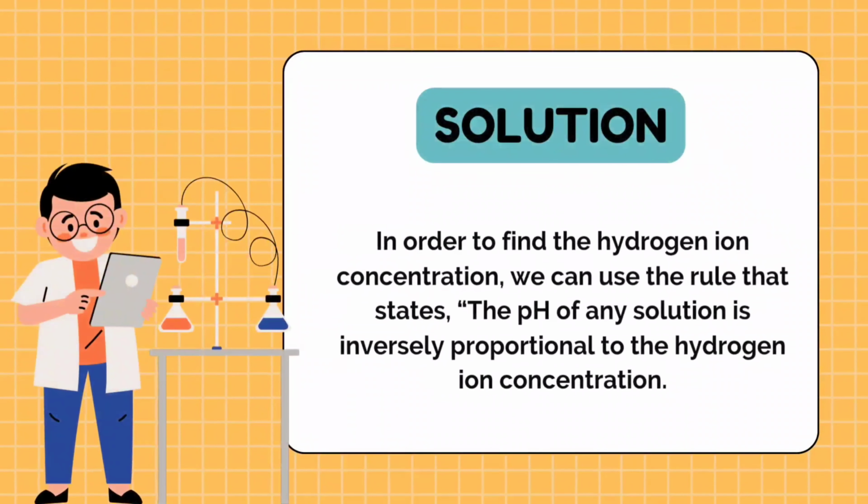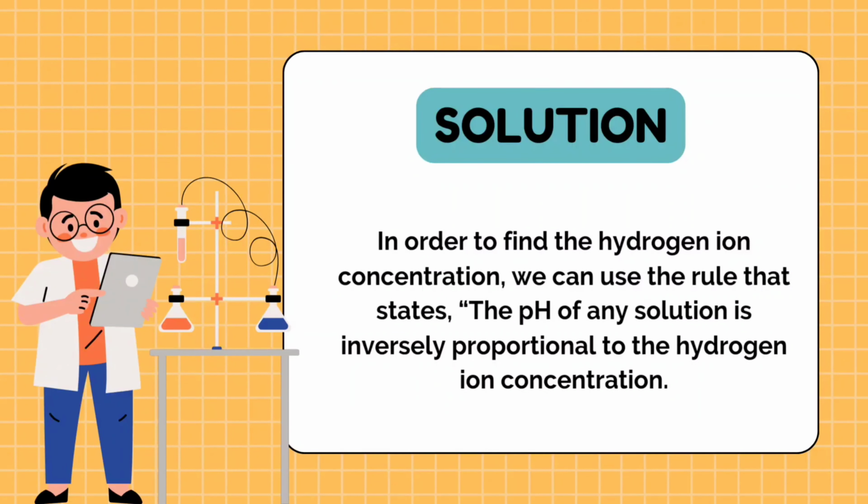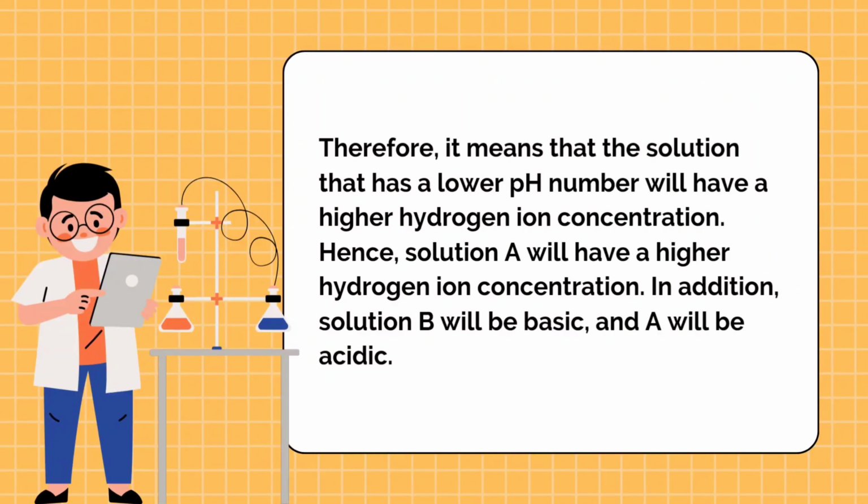Solution. In order to find the hydrogen ion concentration, we can use the rule that states the pH of any solution is inversely proportional to the hydrogen ion concentration. Therefore, the solution that has a lower pH number will have a higher hydrogen ion concentration. Hence, solution A will have a higher hydrogen ion concentration. In addition, solution B will be basic, and A will be acidic.